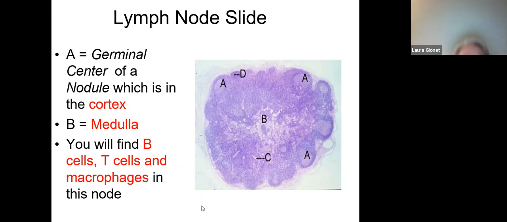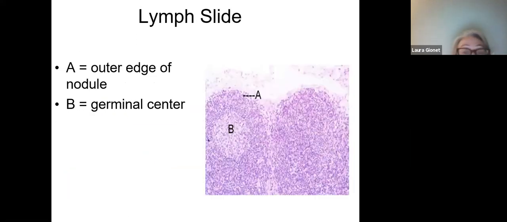You will find B lymphocytes, T lymphocytes, and macrophages, period. So identify, this organ is a lymph node. Identify the region A, cortex. Identify region B, medulla. Identify the cells you would expect to find in region A or region B: T lymphocytes, B lymphocytes, macrophages, or B cells, T cells, and macrophages. All right. And this is just a magnified picture of that cortex region. It shows you the difference of the outer region of a nodule versus the paler staining germinal center. That's more of an FYI.